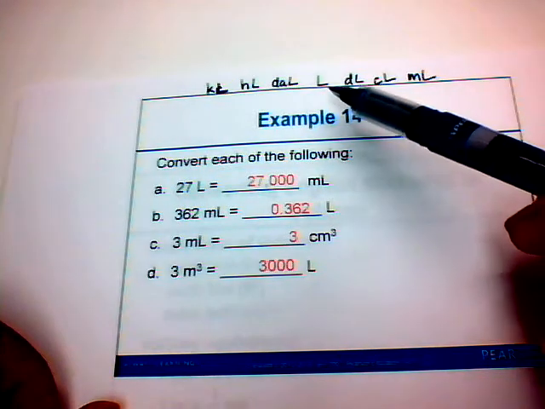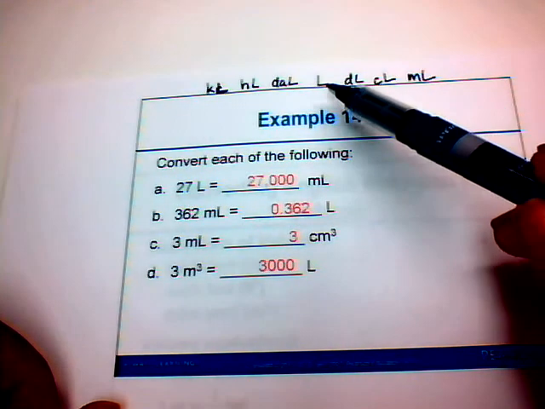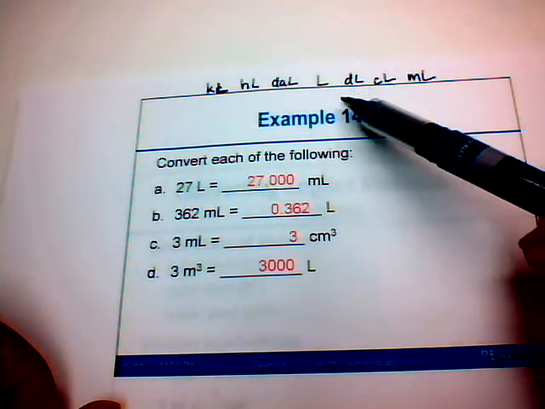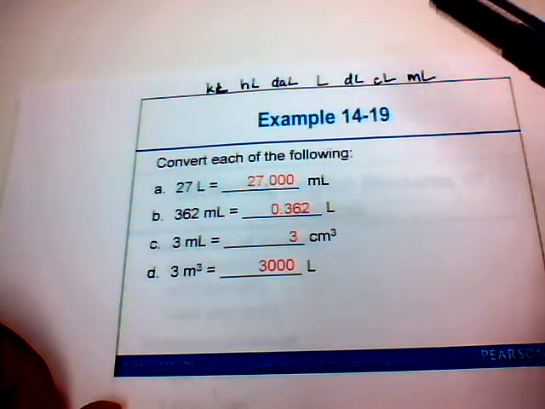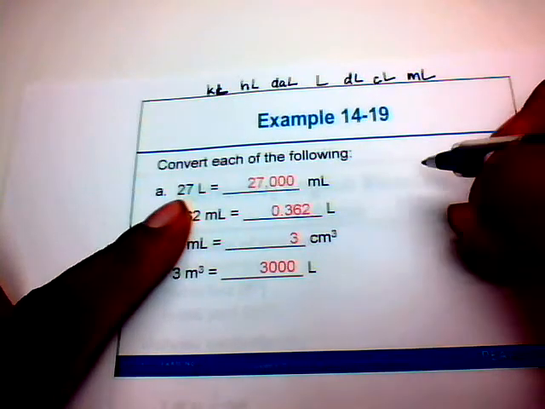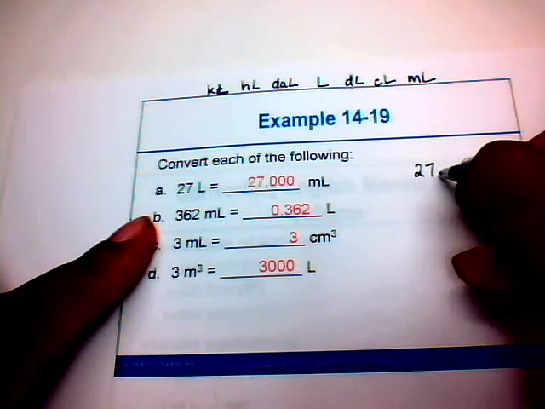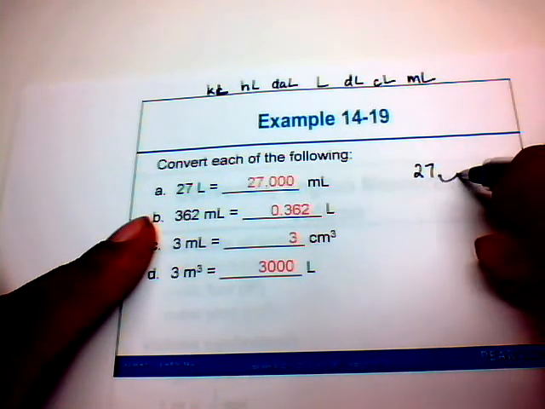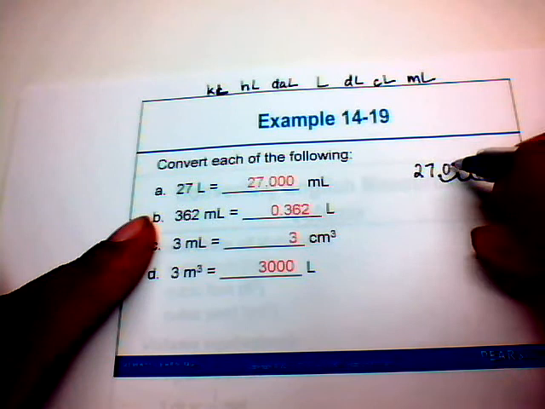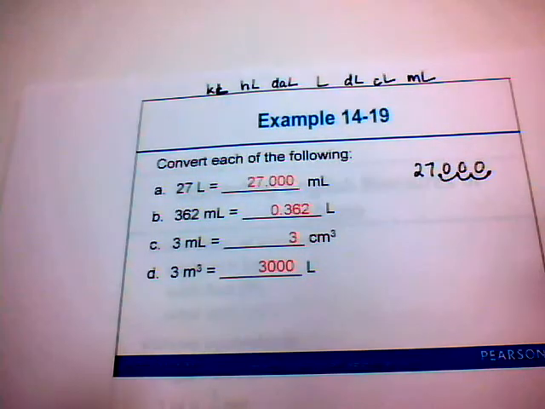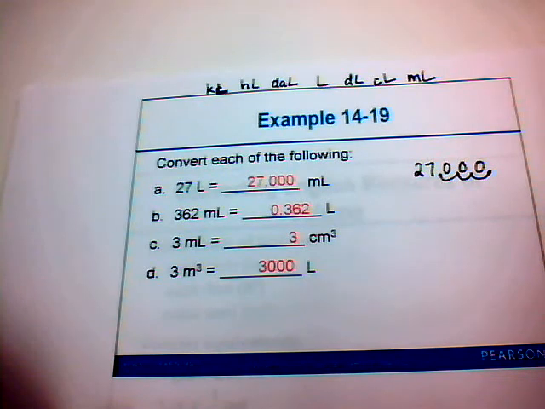Now here we're going from liters to milliliters. That means from liters to milliliters, that's going to be 1, 2, 3 places to the right. So in 27, we're going to move that decimal point 3 places to the right, which means 3 zeros needs to be behind the 7. So it'll be 27,000 milliliters for 27 liters.